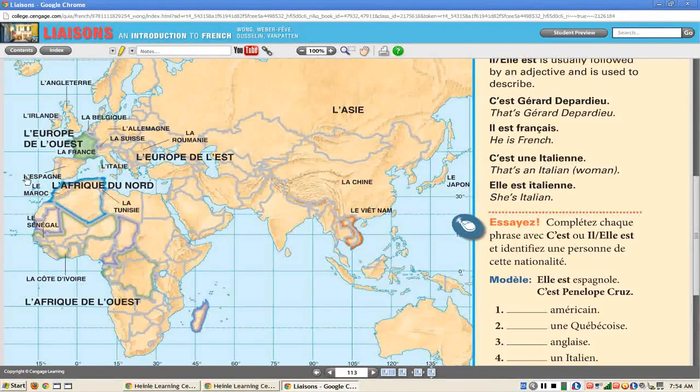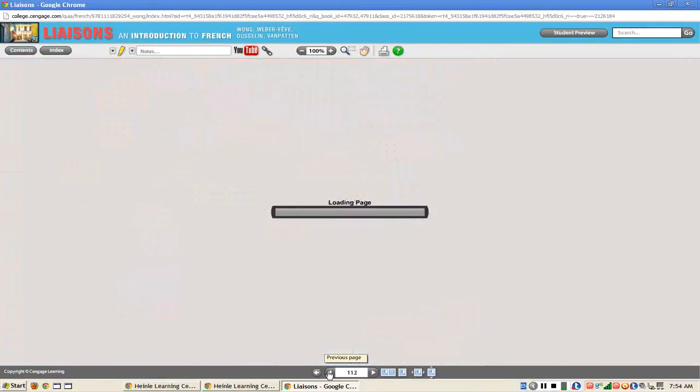l'Espagne, l'Italie, la France, l'Angleterre, l'Irlande, la Belgique, la Suisse, l'Allemagne, la Roumanie, and then they have l'Asie, and they give you la Chine. They don't give you land. Le Vietnam, le Japon. Of course, as I said, this is not an exhaustive map.